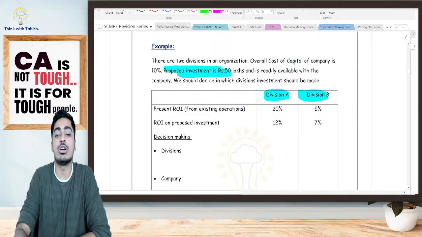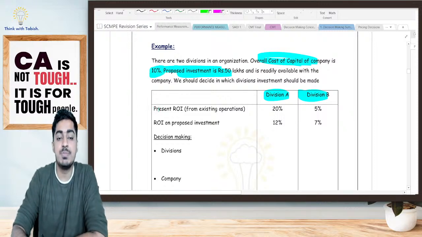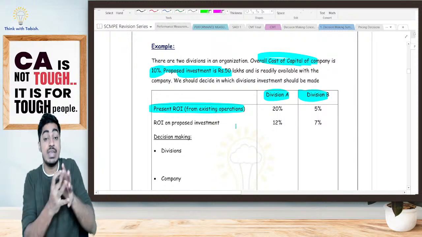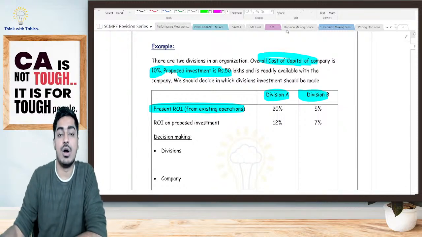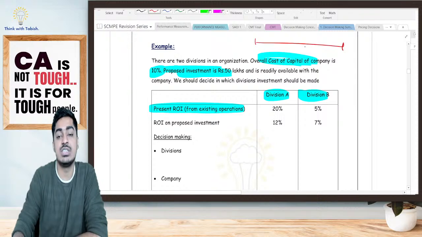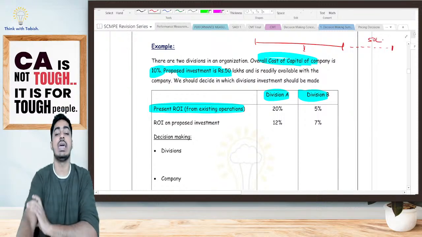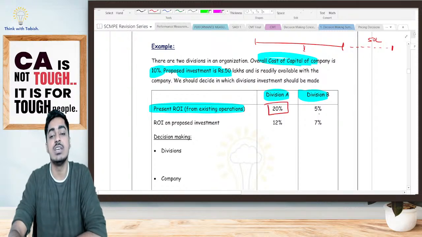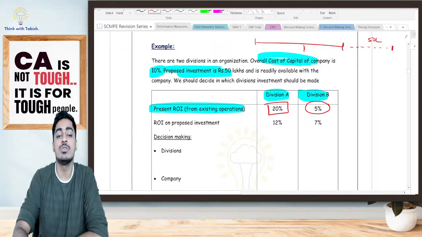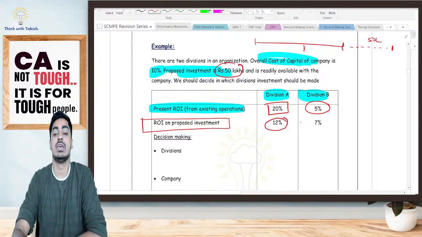The company's cost of capital is 10%. The company wants a minimum 10% return on its investment. Now, look at this present ROI. Right now, from their existing operations, not the extra amount. Already the existing amount has been invested. From that, they are running the business and getting profit. Now, we are asking, do you want an extra 50 lakh rupees? From the existing investment, division A is getting 20% return, division B is getting 5% return. ROI on the proposed 50 lakh investment: A can get 12% return, B can get 7% return.